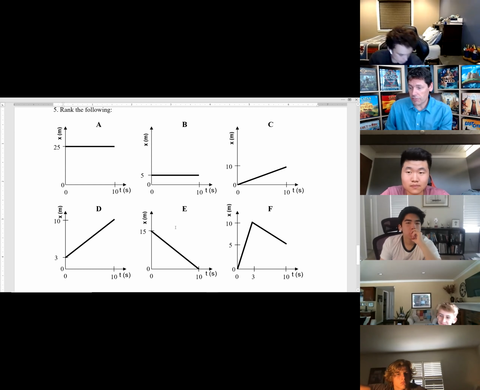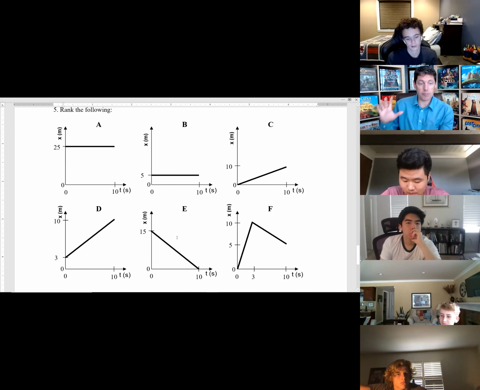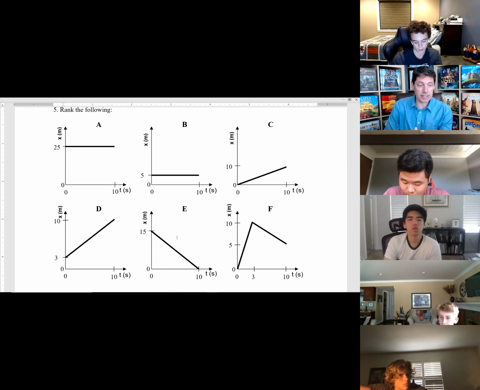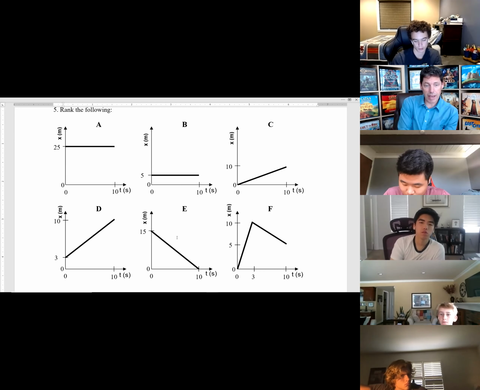And so for E, the speed and the velocity have the same numeric value, 1.5. But for velocity, we say that it's negative because the velocity needs a direction and the negative tells me it's moving backwards. For speed, we don't care what direction it's moving. We just want the numerical value.